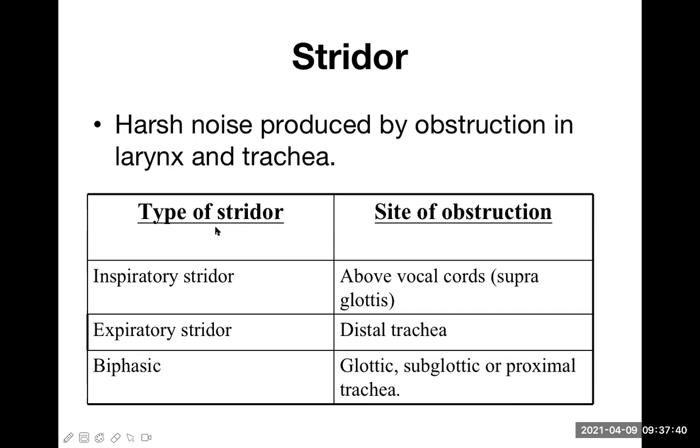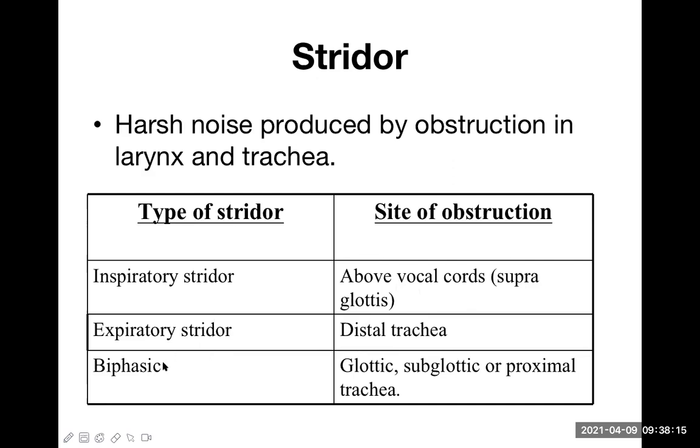Now, there are different types of stridor. The principal type is inspiratory, but expiratory stridor also exists, or even biphasic stridor may be there, meaning on both phases of respiration, inspiration as well as expiration. Inspiratory stridor is mainly heard in a supraglottic type of obstruction. Glottis means vocal cord. Supraglottis means above the vocal cord. Whereas expiratory stridor is heard in obstruction of the distal trachea, the lower part of the trachea.